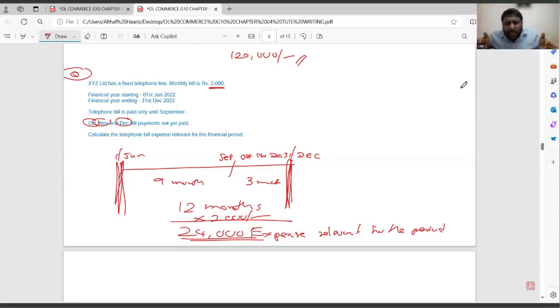Income and expenses are the amounts relevant for the period. True or false? That is true. Zakir, you tell me, are we taking the money or are we taking the relevant amount into consideration when calculating income and expense? We are taking the amount relevant for the period.